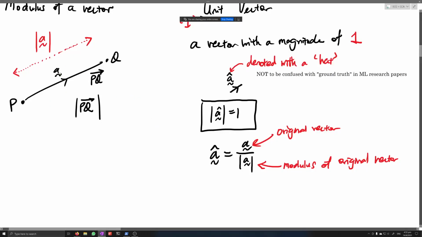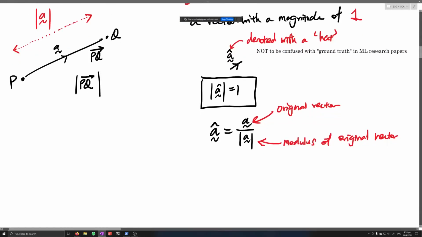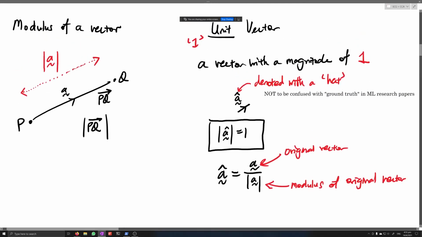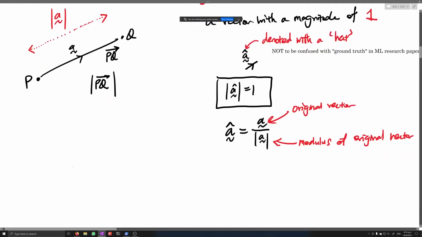If you divide it by its magnitude, which is the length of the arrow, and you create a new vector by multiplying it against the original vector, you will basically get a unit vector, because multiplication of a vector essentially just scales it, with the direction of the original vector. So speaking of that, let's jump straight into multiplication.